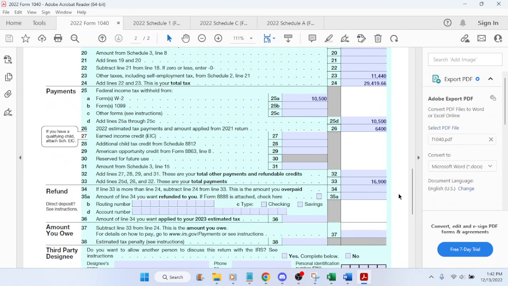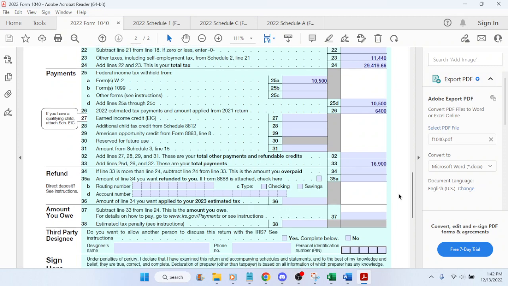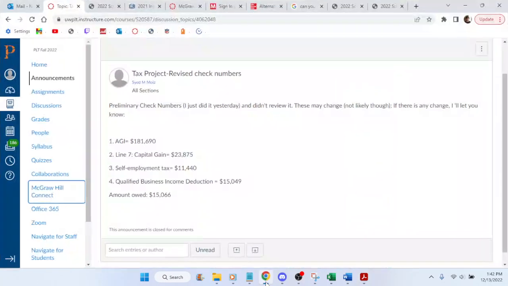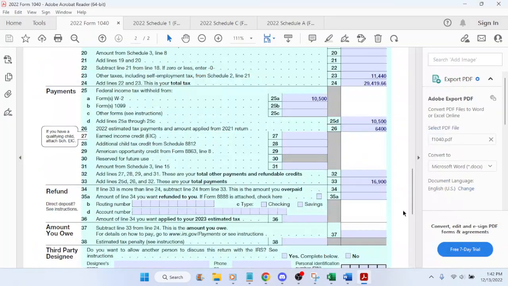Refund. If line 33 is more than line 24, it's not. You did not overpay. Refund, no. Amount you owe. So we're going to have an amount you owe. And it's probably going to be different from his number. So I'm just going to assume it's different. Because the amount of tax that you owe that he calculated is 15,066. It's not like it matters. I could just put my number in, but I don't know. Let's just see what it is.